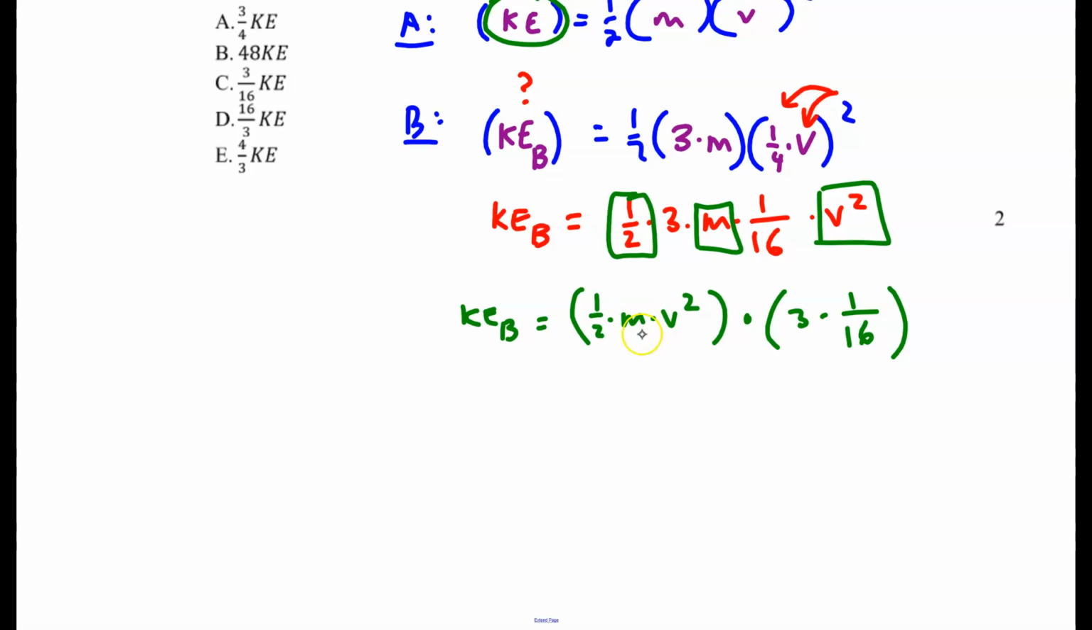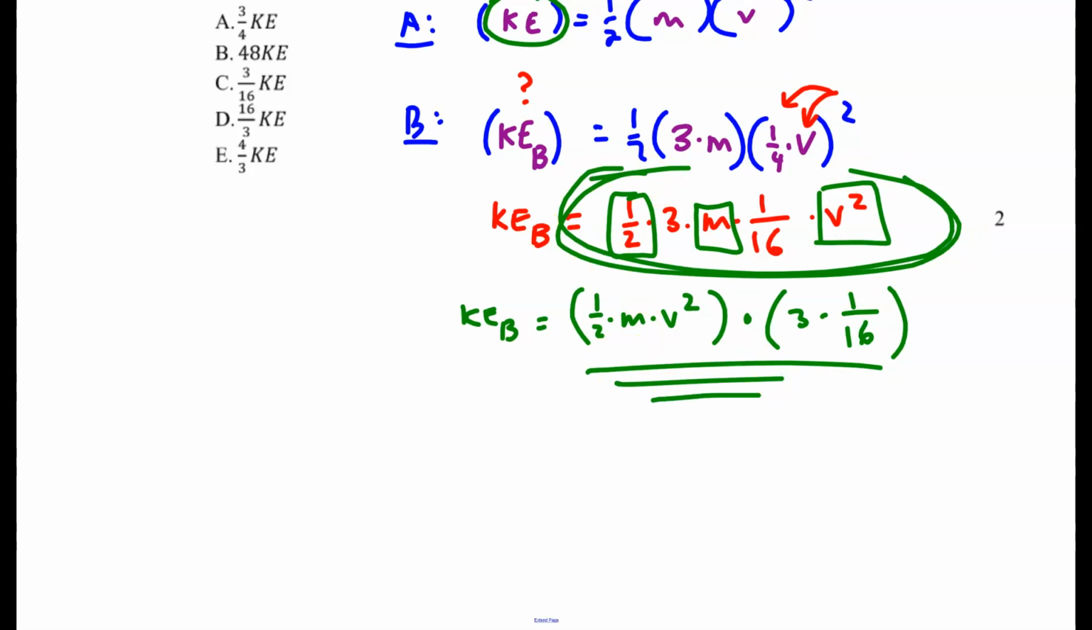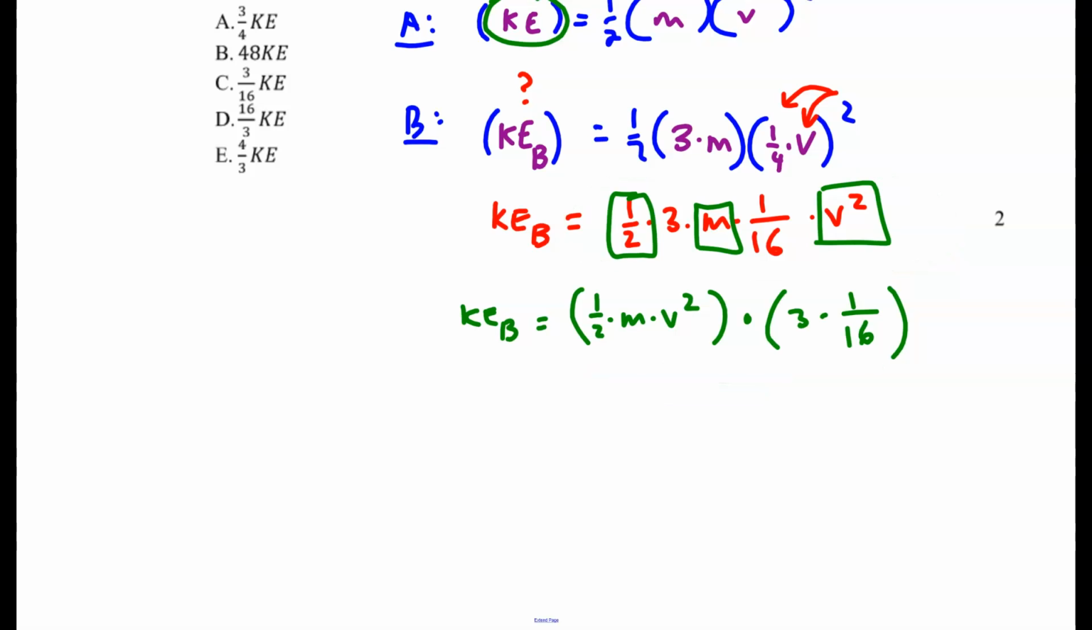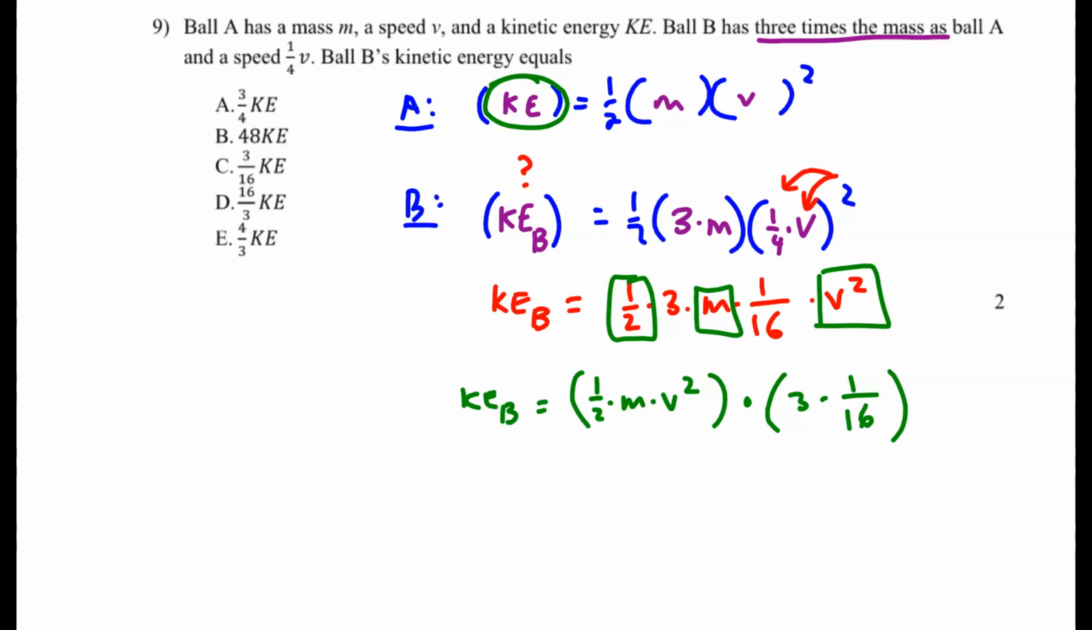Right? So all the things here are the same as what's here. I'm just changing the order, and that's something I'm allowed to do. And then my final step, as I said before, is substituting. So the 1/2 mv squared is equal to, well, that's the original mass of A and the original speed. So this is all equal to A's kinetic energy, which we called simply Ke.